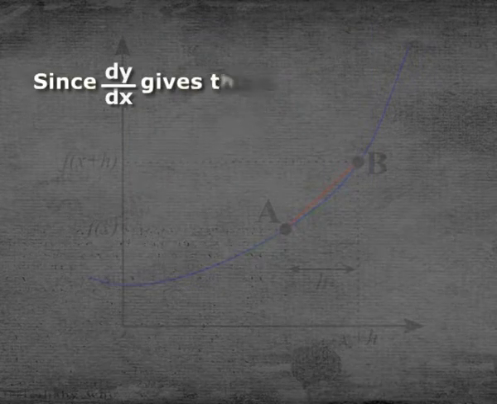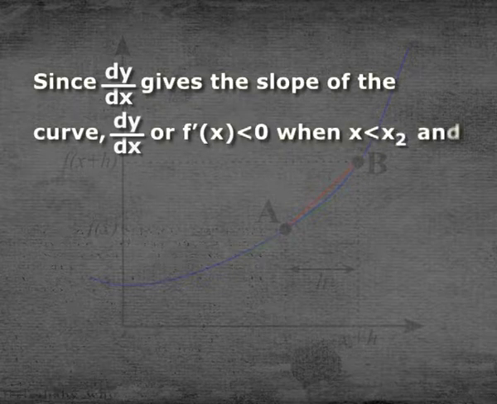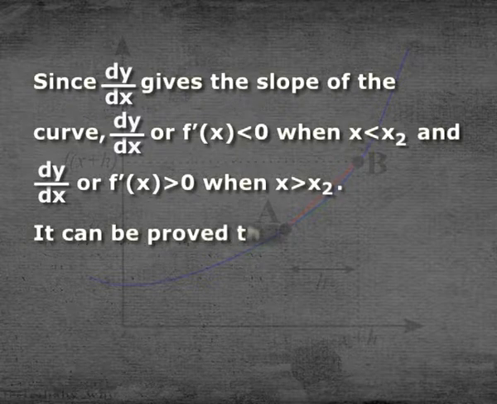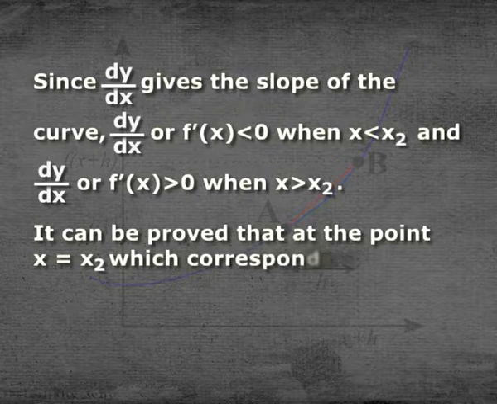Since dy by dx gives the slope of the curve, again dy by dx or f dash x is less than 0 when x is less than x2, and dy by dx or f dash x will be greater than 0 when x is greater than x2.